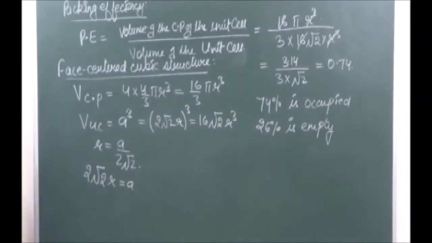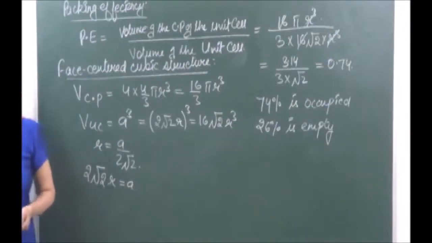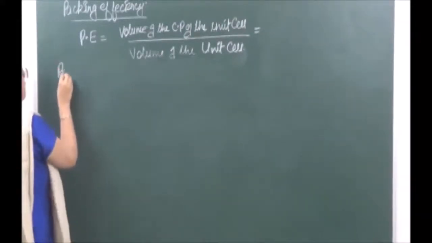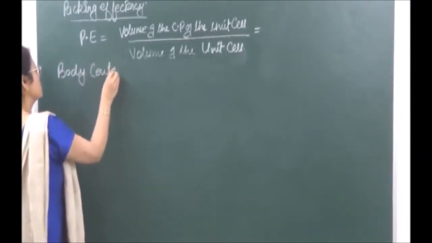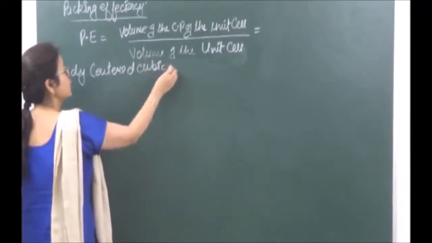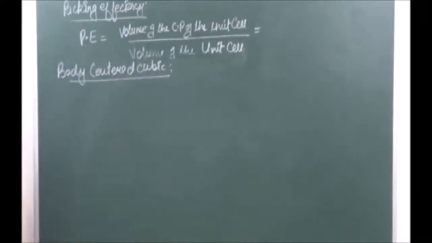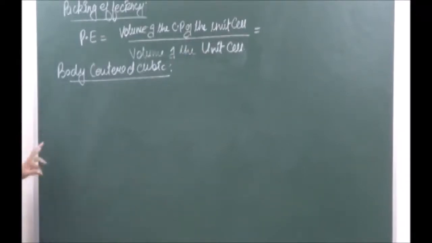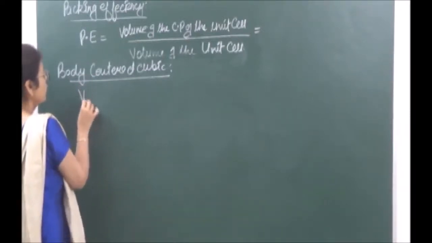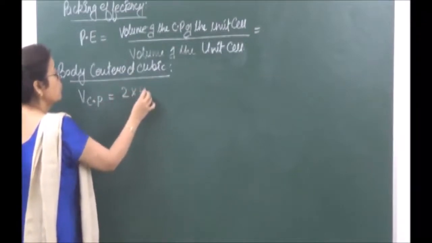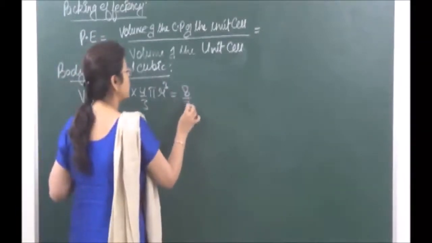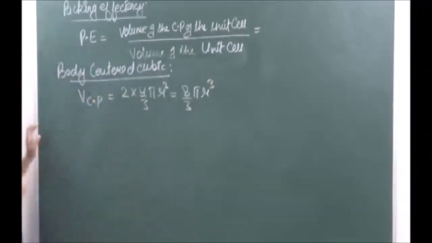Okay. Then the last kind of cubic structure which we have, that is body-centered cubic. So let's calculate the packing efficiency for body-centered cubic. BCC structure, body-centered cubic. In body-centered cubic, the number of constituent particles present in the unit cell are 2. So we have body-centered cubic में, let's calculate the volume of constituent particles, which is equal to 2 into 4 by 3 pi r cube is equal to 8 by 3 pi r cube. This is the volume of the constituent particles.